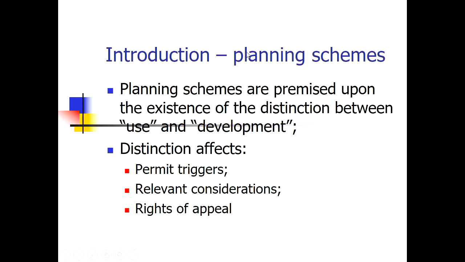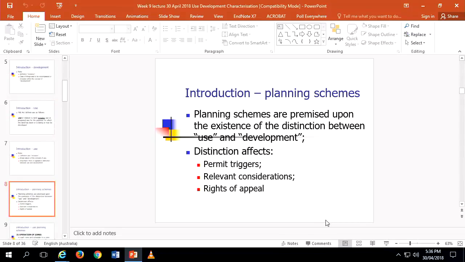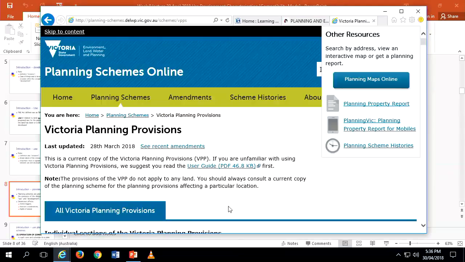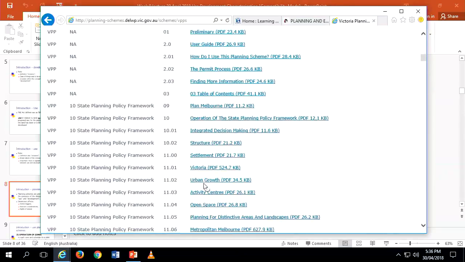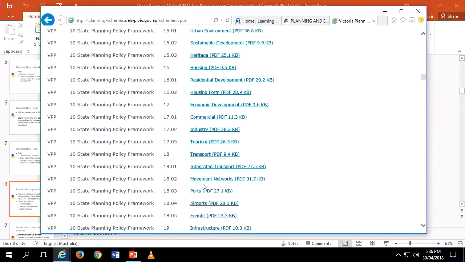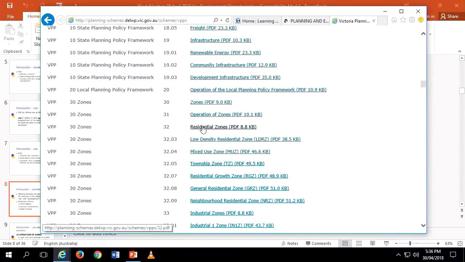So, what are the main things we need to think about when we consider use and development? And just to stay with this principle of being fairly careful about these things, if we go down to clause 32, or 32 will do, or 3203 maybe.